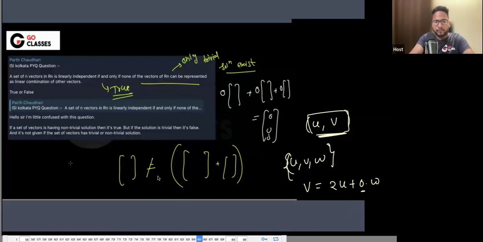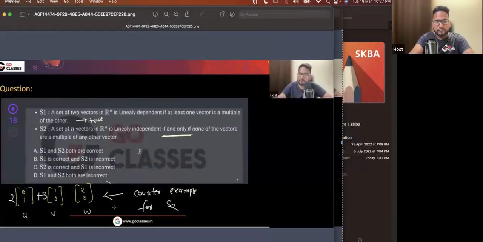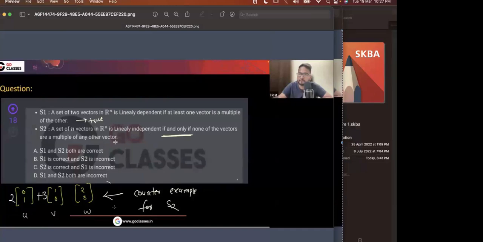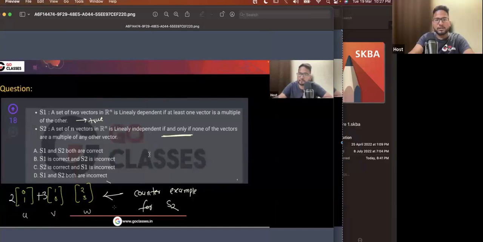In the second statement: a set of n vectors is linearly independent if and only if none of the vectors are multiple of any other vector. No. Even if they're not multiples of any other vector, still, like we have seen in this example, any pair is not a multiple of each other, still they are linearly independent, right?